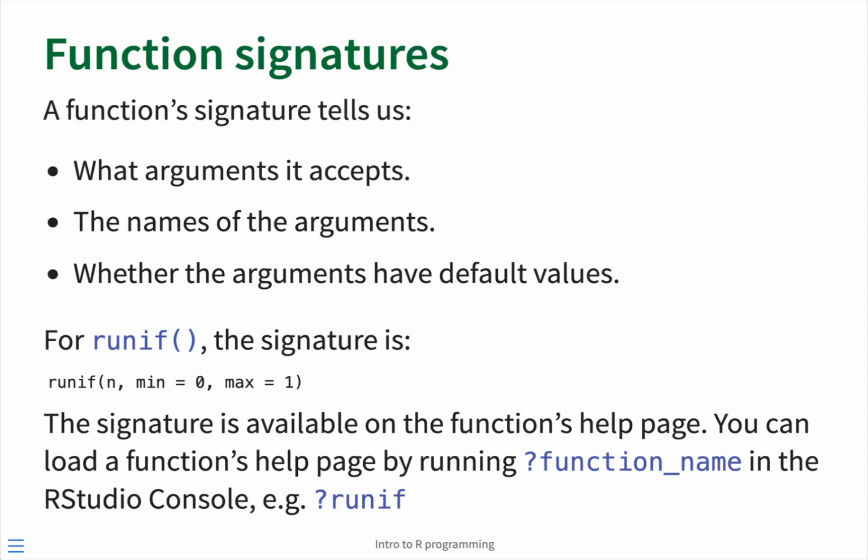Now the list of arguments that a function can accept, along with the name of the function, is called a function's signature. It's called a signature because it essentially has to be unique. It has to be different from any other function and argument combination. So it's helpful to look up function signatures because they tell you what arguments that function can accept. They also tell you the names of those arguments and whether the arguments have default values.